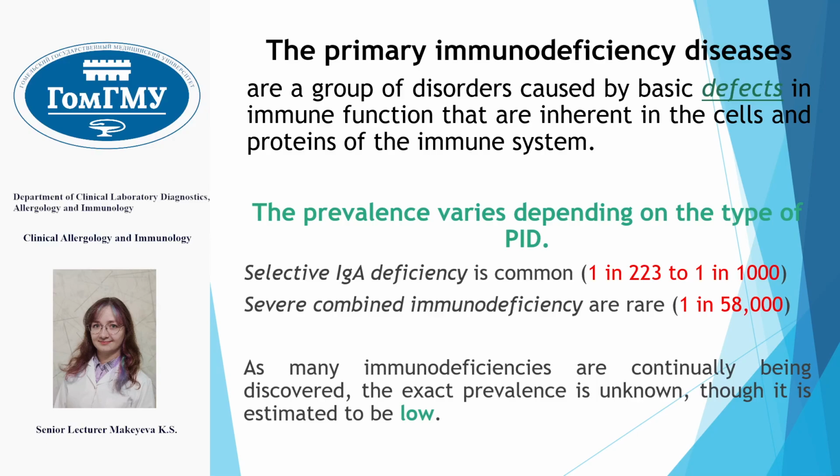The prevalence varies depending on the type of primary immunodeficiency. While selective IgA deficiency is common, 1 in 223 to 1 in 1,000 of the population, other immunodeficiencies, such as severe combined immunodeficiency, are fortunately rare, 1 in 58,000. As many immunodeficiencies are continually being discovered, the exact prevalence is unknown, so it's estimated to be low.